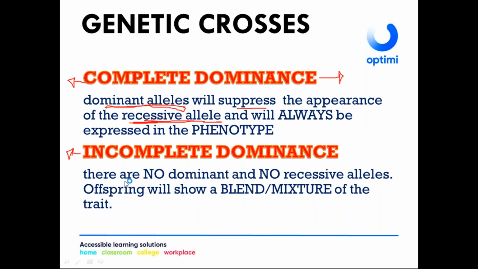Okay, incomplete dominance means there are no dominant and no recessive alleles. The offspring will show a blend or a mixture of the trait. So none of the genes from the parents were dominant or recessive, but together they formed a completely new blend of the trait. For example, let's say we were breeding a white and a red plant, and after breeding the result was pink. Neither the red nor the white was shown in the phenotype, but a mixture of the two, which was pink. This is known as incomplete dominance. So we have no dominant or recessive alleles, but the offspring shows a mixture of the two.